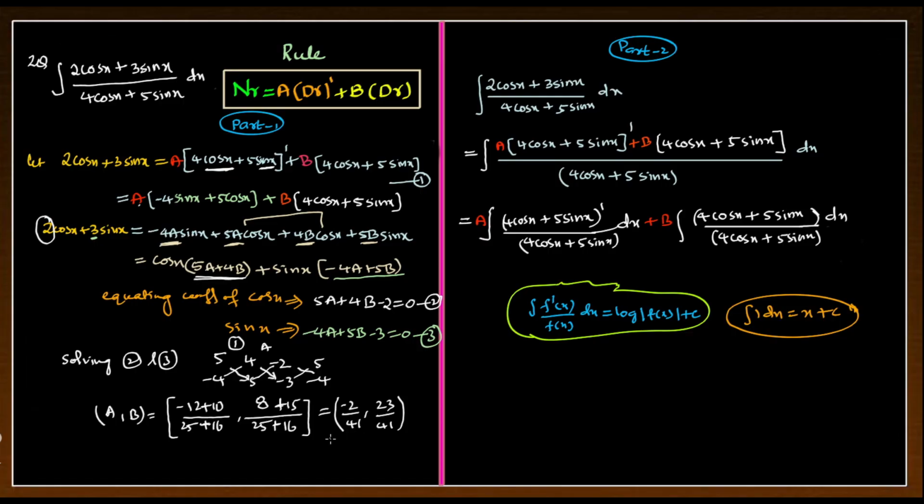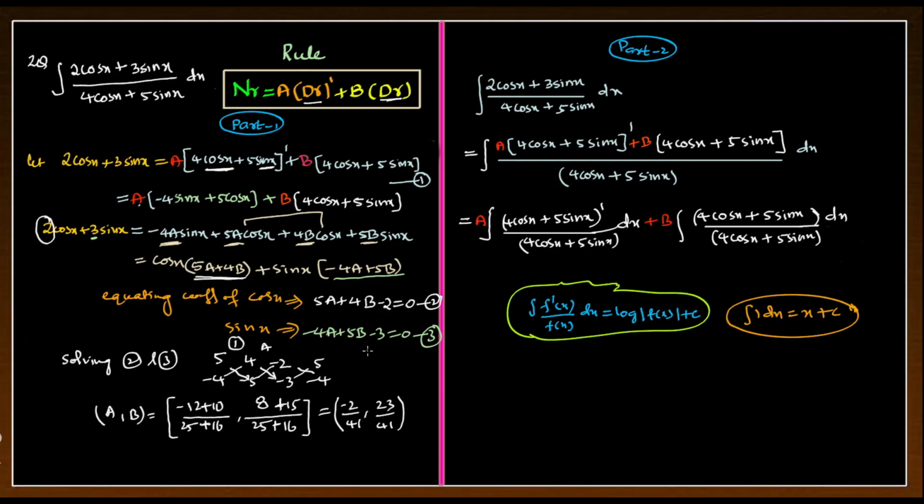Okay, these A and B values we will use in the final answer. What we did right now, using the rule NR equals A DR dash plus B DR, we have to find the values of A and B. NR equals A times the differentiation of the denominator plus B times the denominator as it is. Comparing both sides, the coefficients of cos x and sin x, you will get two equations, equation 2 and 3.